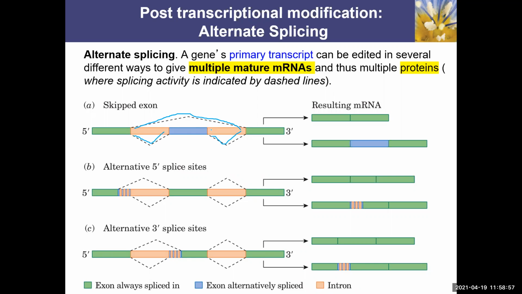By the process of alternative splicing, an organism can produce more than one type of polypeptide chain. As you can see here, see how many types of mRNAs are produced from the same transcript by doing alternate splicing.